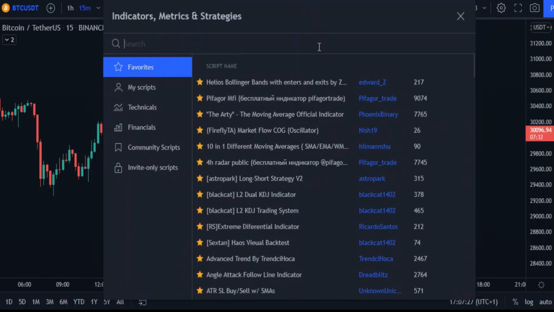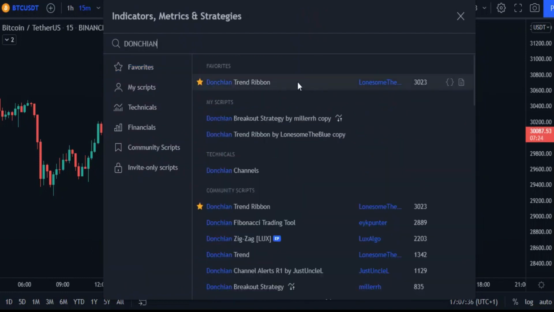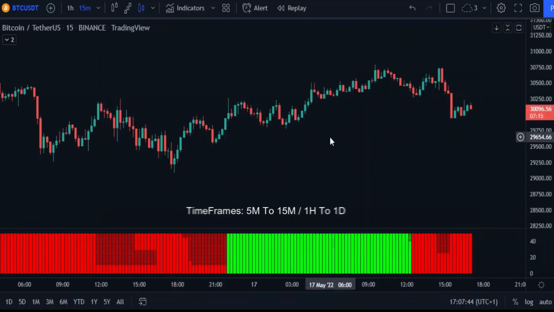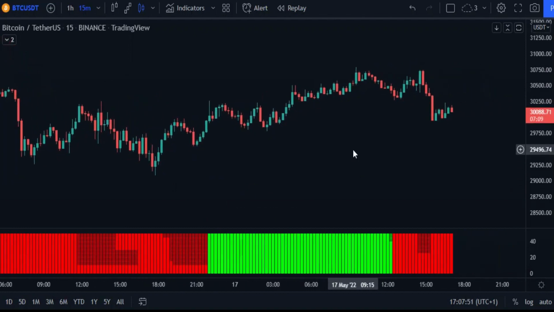To apply this filter, open the indicator box and search for Donchian trend ribbon. This indicator is good for filtering all the frames, as it can be used from a 5-minute to 15-minute and from 1 hour to 1 day. Using this indicator is very simple.